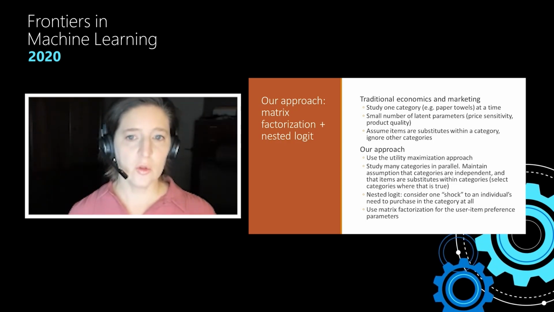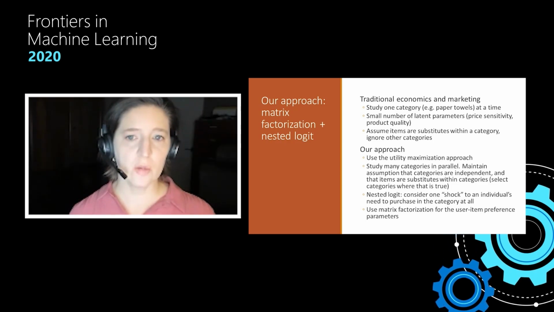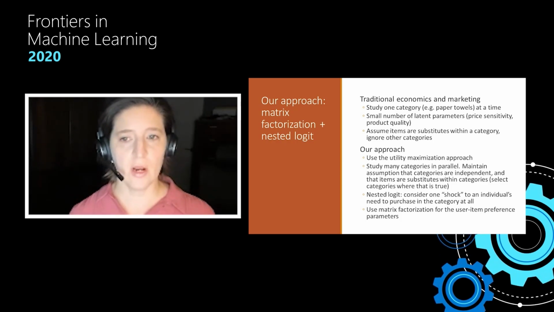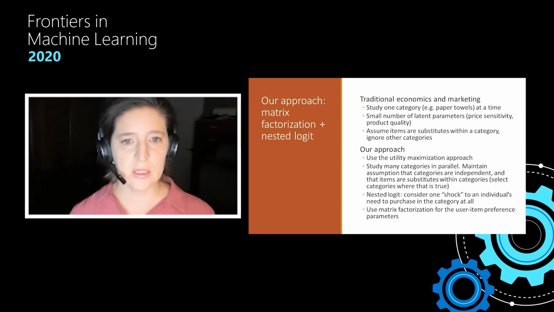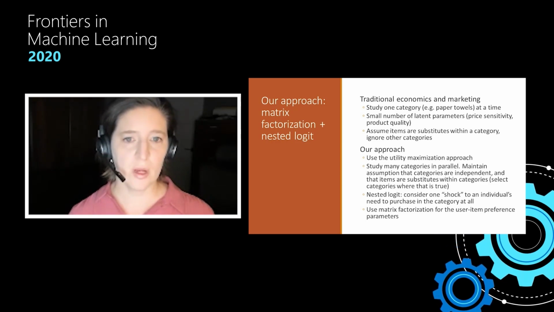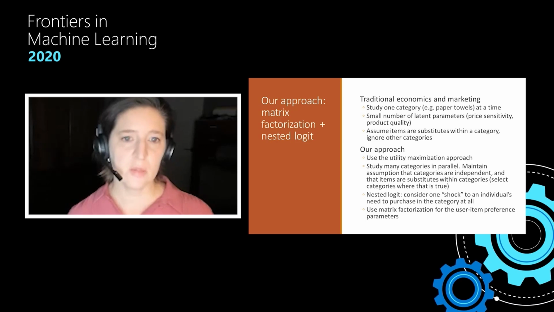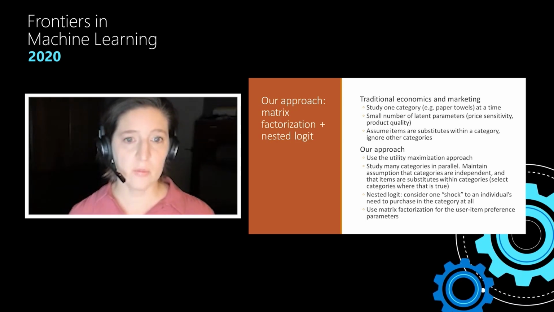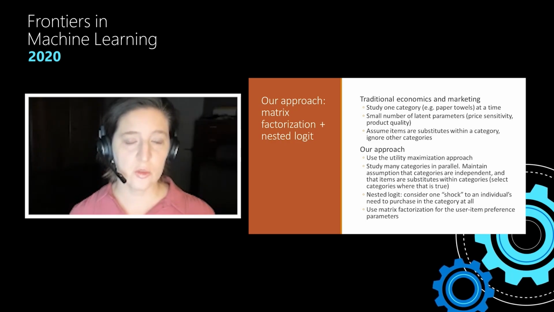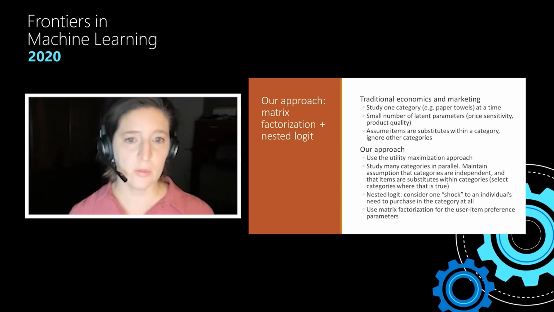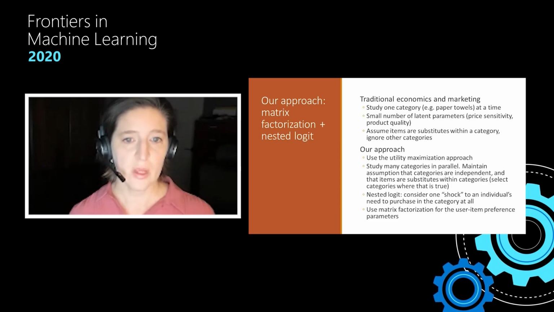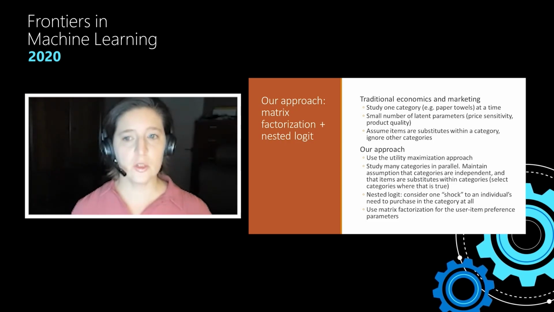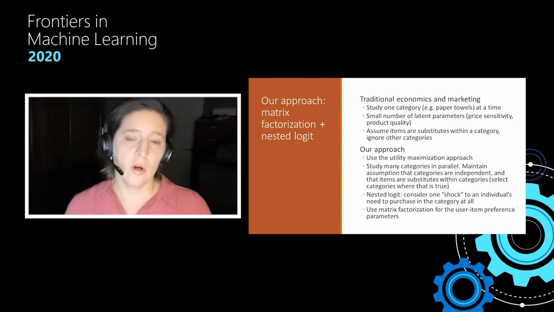We then model consumer preferences using a small number of latent parameters. For example, we might allow a latent parameter for how consumers care about prices. We might allow a latent parameter for product quality, but other than that, we would typically assume that there's a small number of observable characteristics of items, and there's some common coefficients which express how all consumers feel about those characteristics.